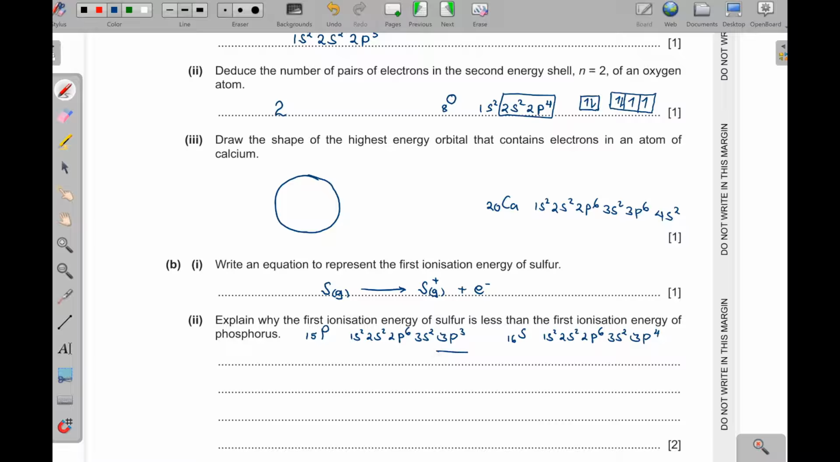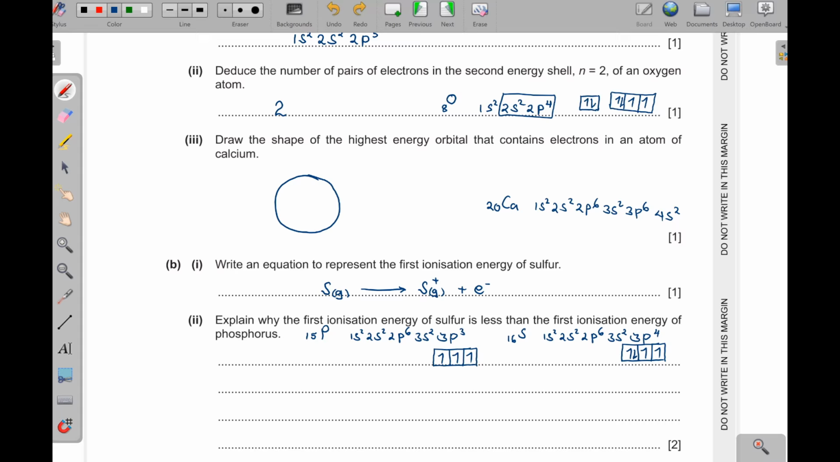So this one here has gotten 3 electrons in there. So we have 1, 2, 3. And then the same when we go to sulfur, this one is paired here. Now there are 2 electrons in here, which repel each other. So here there is spin pair repulsion.